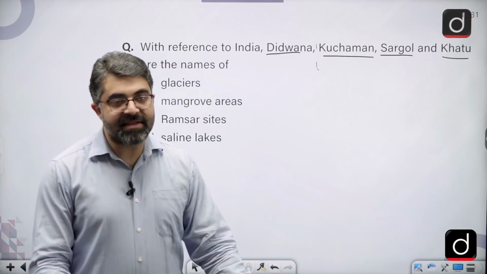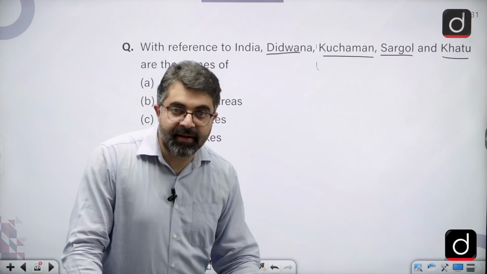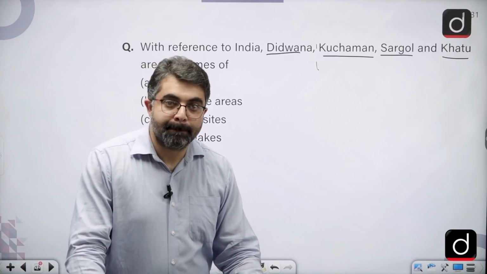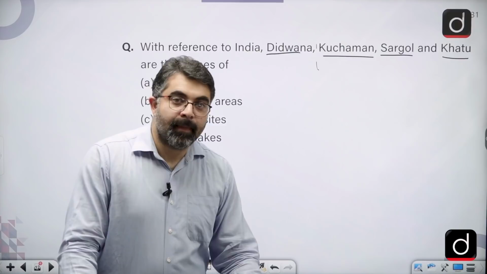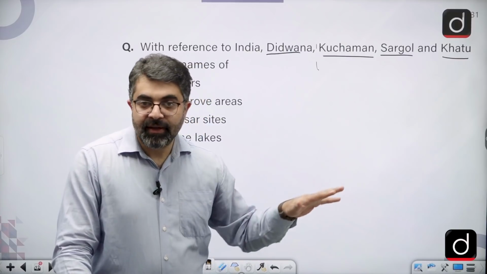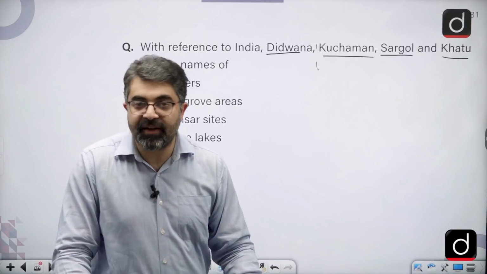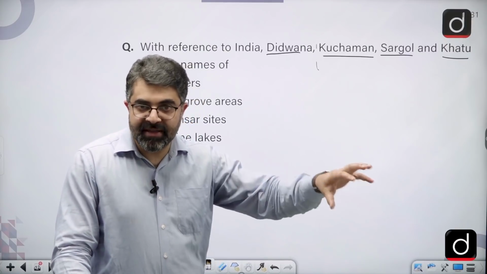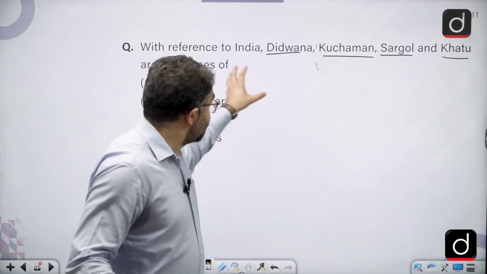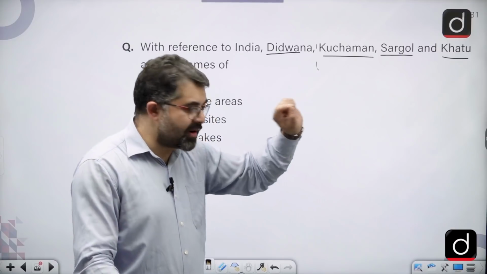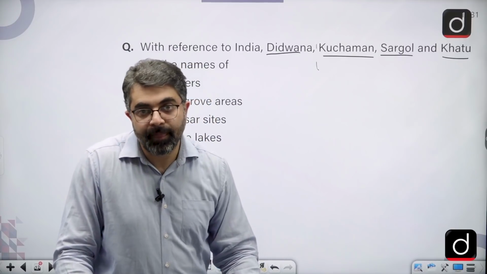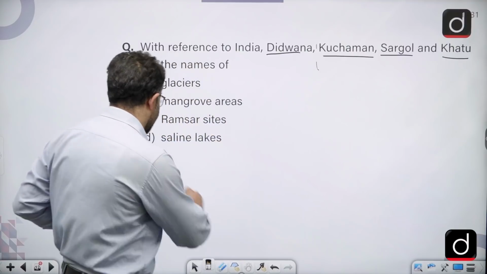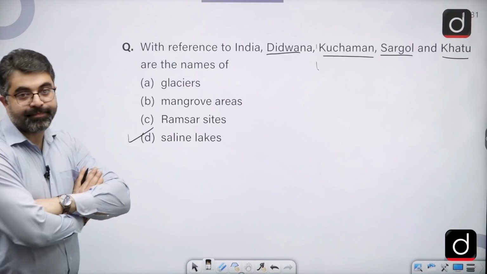Didwana is a very famous salt lake in Rajasthan. It's under conservation. It's an extension of a series of lakes that we have in Rajasthan, which is the Sambar lake, and adjoining to this are Didwana, Kuchaman, and small lakes like Sargol. So the moment you read about Didwana, then it's a saline lake.